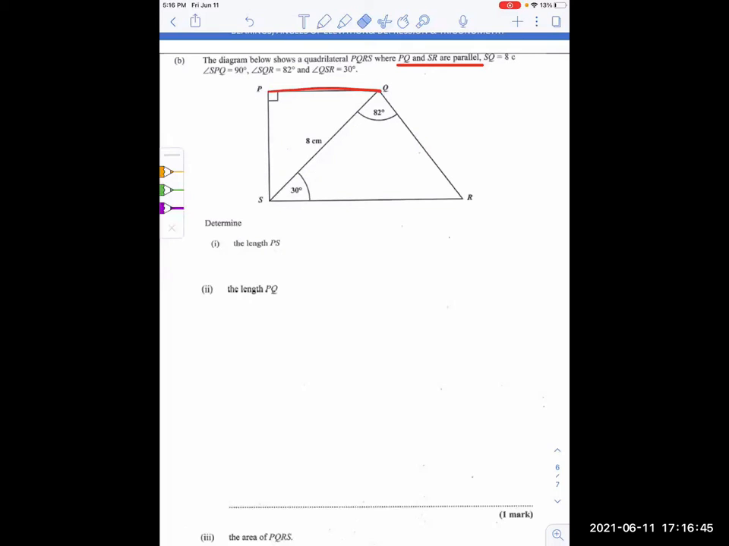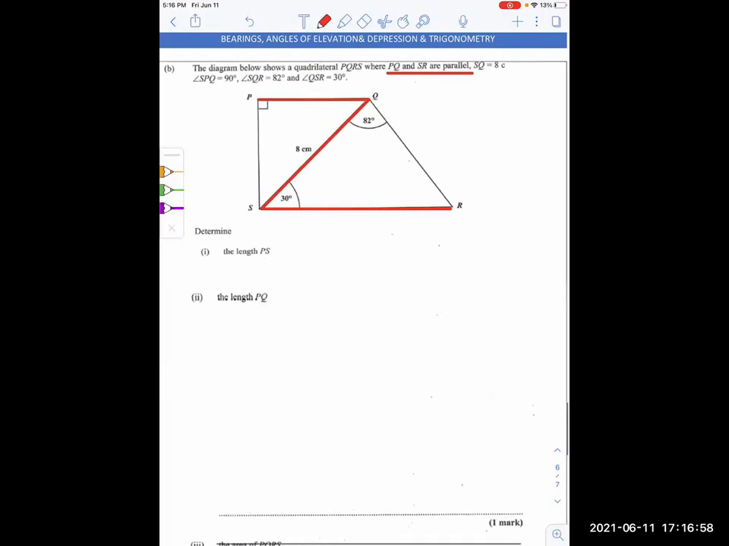Here is when we can use the alternate angles, when the lines are parallel. So you see the Z shape here now? Yes, miss. Right. So SQ is 8 centimeters, the angle at P is 90 degrees, the angle at Q is 82, and the angle at R is 30. So Z-shaped angles, alternate angles, this angle is equal to this angle here, 30 degrees, right? I want to find PS. PS is opposite to 30 degrees. So this is called the opposite side. Do you all see that?